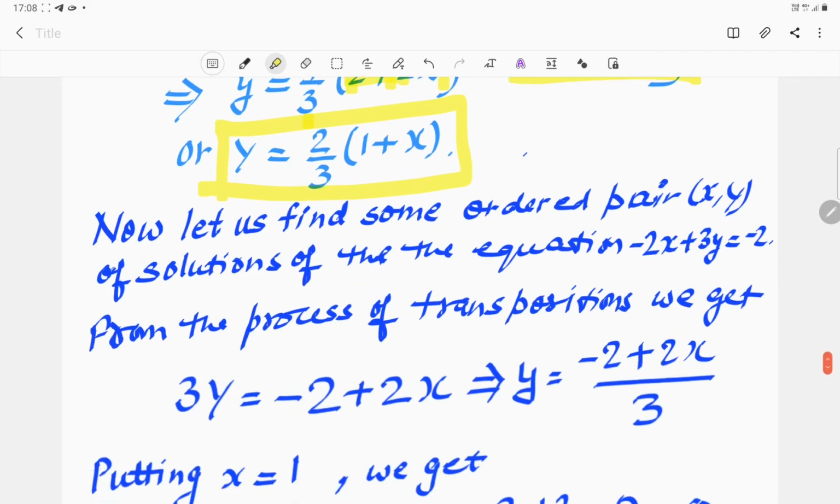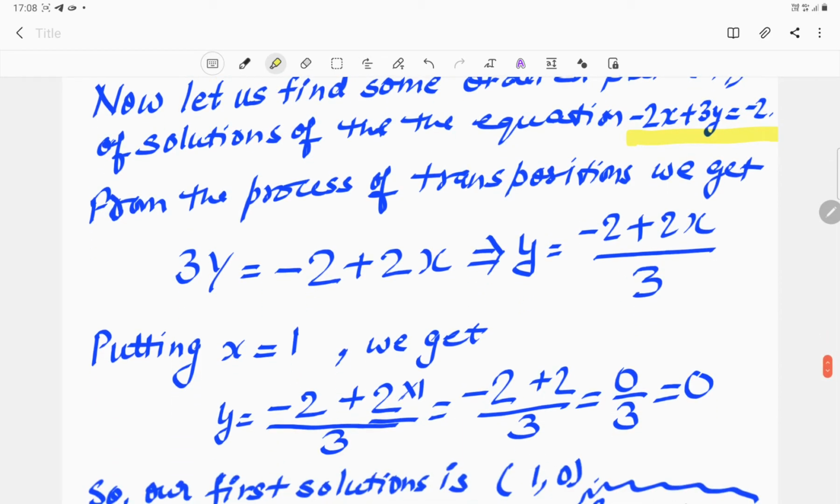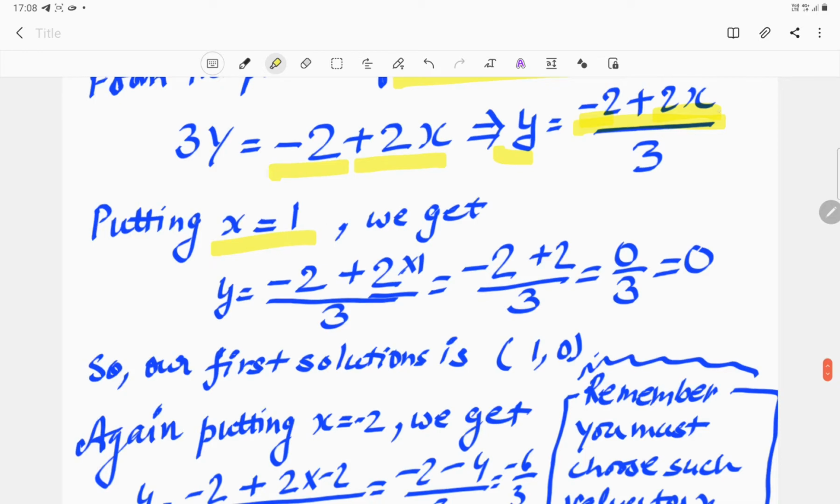Now let us find some ordered pair (x, y) of solutions of this equation. So from the process of transposing we get here 3y equal to minus 2. This minus 2x will become plus 2x, and what is y? y is minus 2 plus 2x whole divided by 3. Putting x equals to 1 in this, what will we get? y equals to minus 2 plus 2 into 1 upon 3.